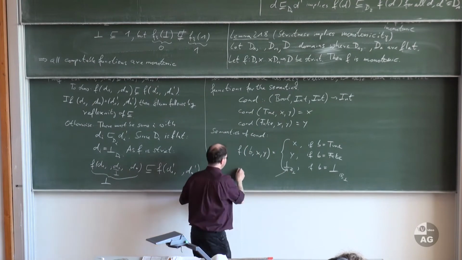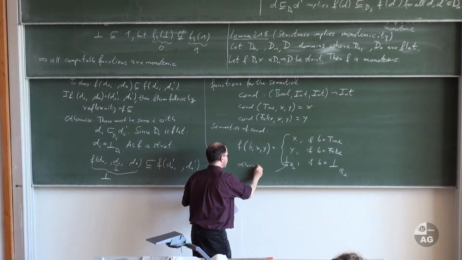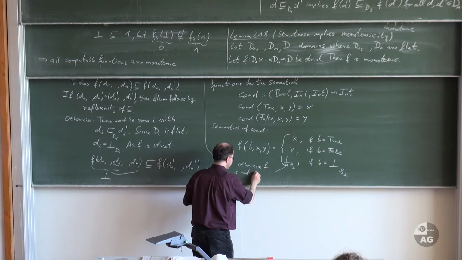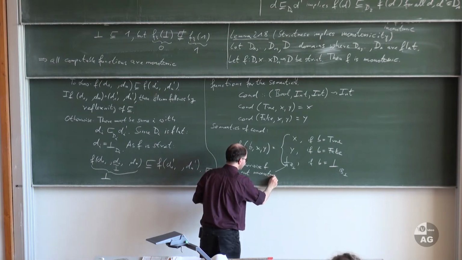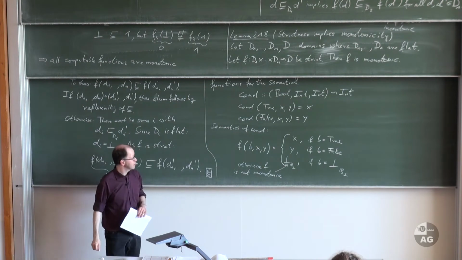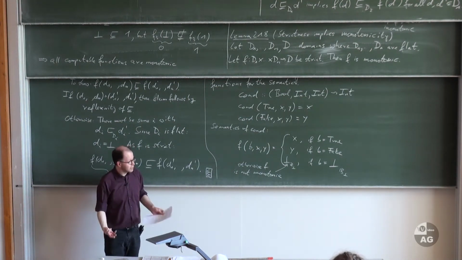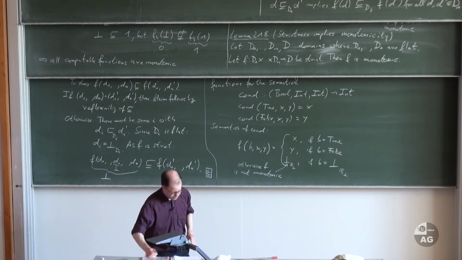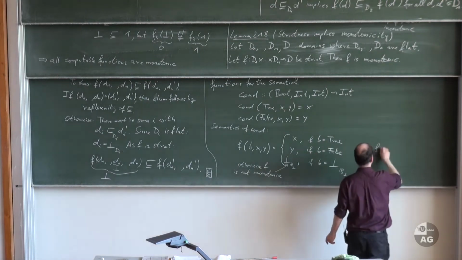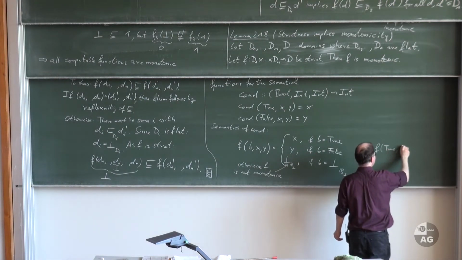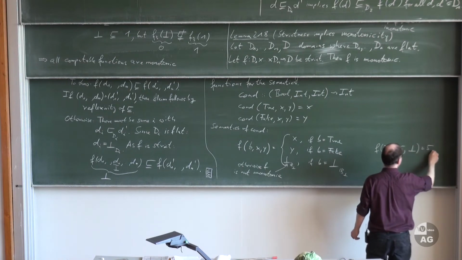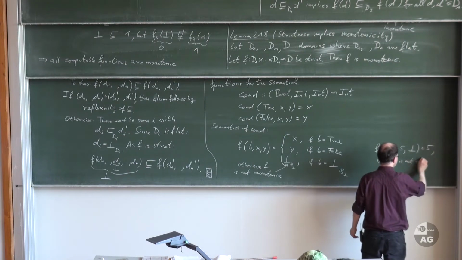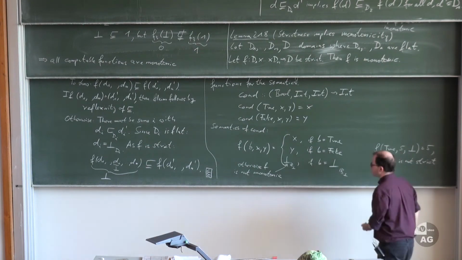Otherwise, f is not monotonic. So there is no other possibility than that. And of course, this is a non-strict function because, for example, we have f of true 5, bottom is 5. In other words, f is not strict, but monotonic.